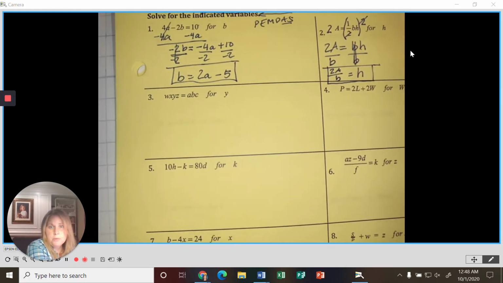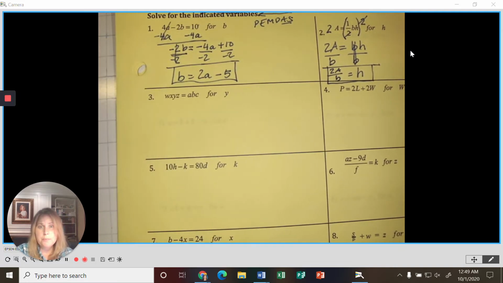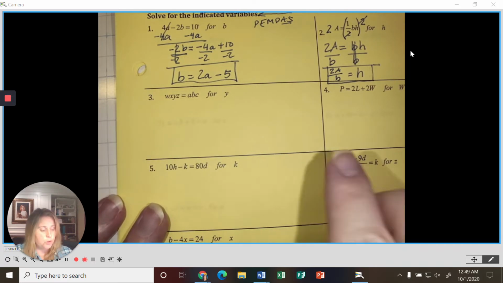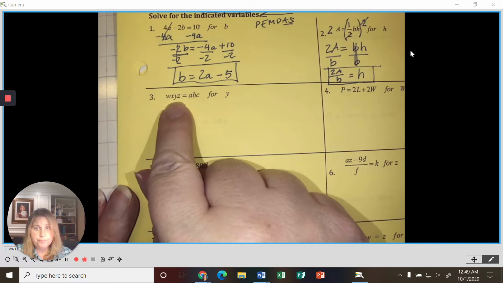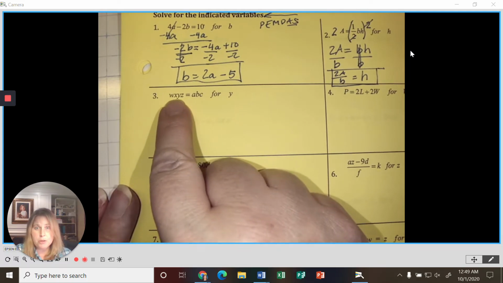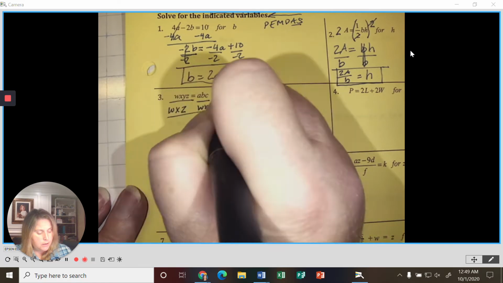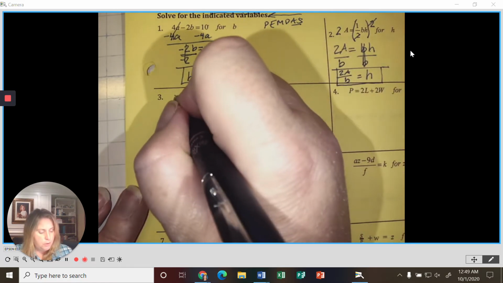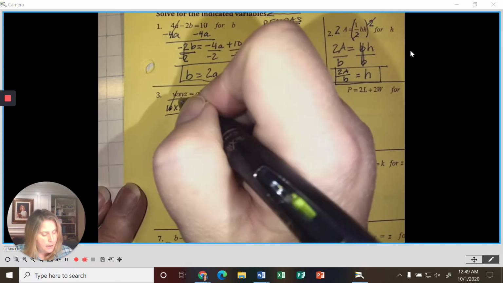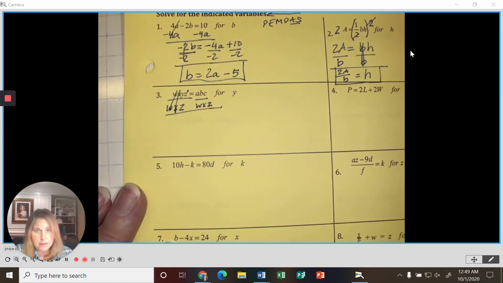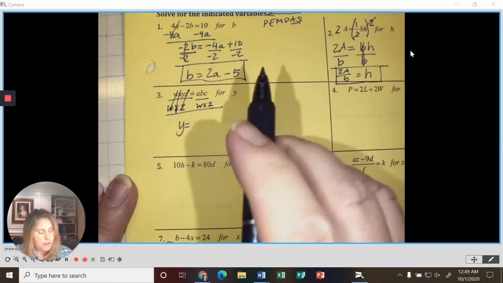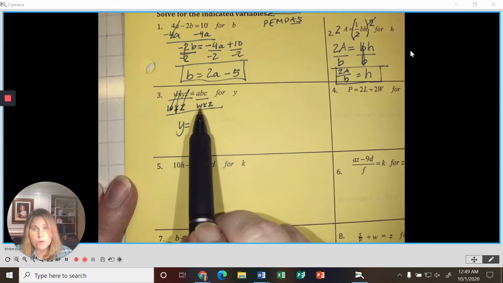Number 3, wxyz equals abc. Solve for y. Okay, so this is actually pretty straightforward. Even though it has a lot of variables, we're just isolating y. There's only one operation. Y is being multiplied by w and x and z. So we're going to divide by w and x and z. W divided by w is 1. X divided by x is 1. Z divided by z is 1. So on the left-hand side, that leaves us with y equals, and on the right-hand side, that just leaves us with abc over wxz.